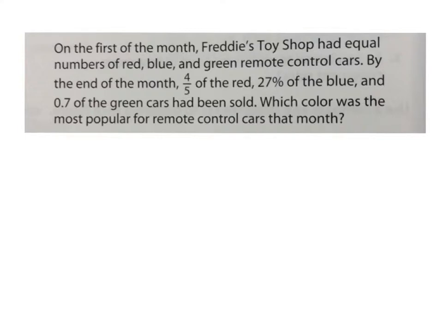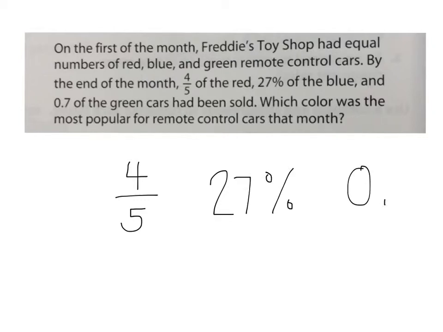It says on the first of the month, so for example on May 1st, Freddy's Toy Shop had equal numbers of red, blue, and green remote control cars. By the end of the month, 4/5 of the red, 27% of the blue, and 0.7 of the green cars had been sold. Which color was most popular for remote controls that month? So what is this problem asking us to do? It's asking us to compare 4/5, 27%, and 0.7, right? Right now we have one fraction, one percent, and one decimal. We have to compare them and put them in order, basically.